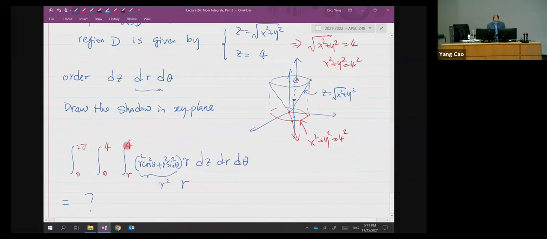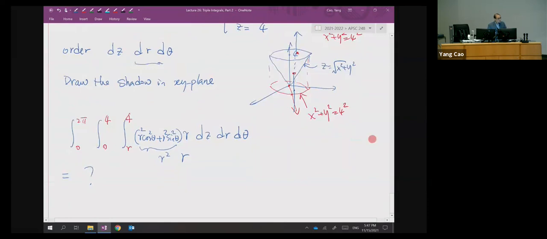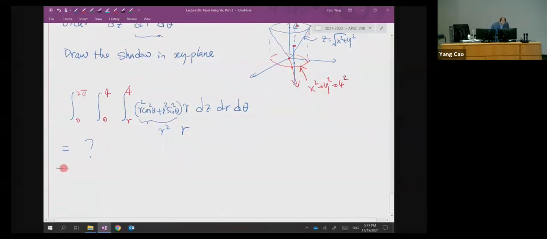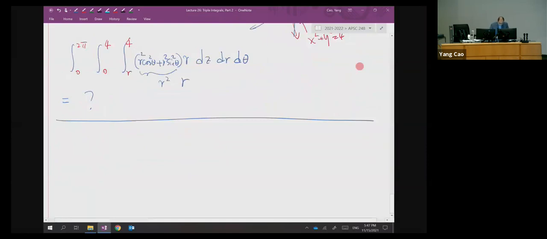Okay. All right. So any questions on this cylindrical coordinates? Okay. I think it's pretty straightforward, right? You just have to be able to identify first. Oh, I still have a few minutes, so let's just get started. We can always come back next lecture.